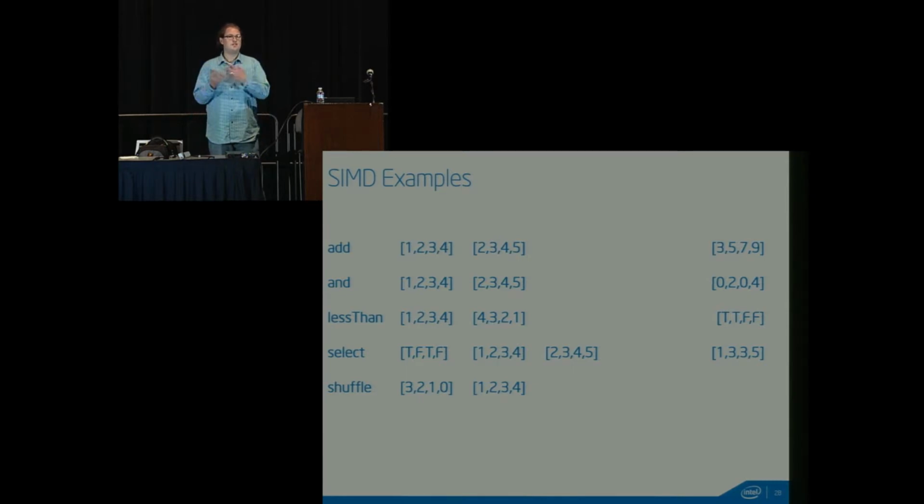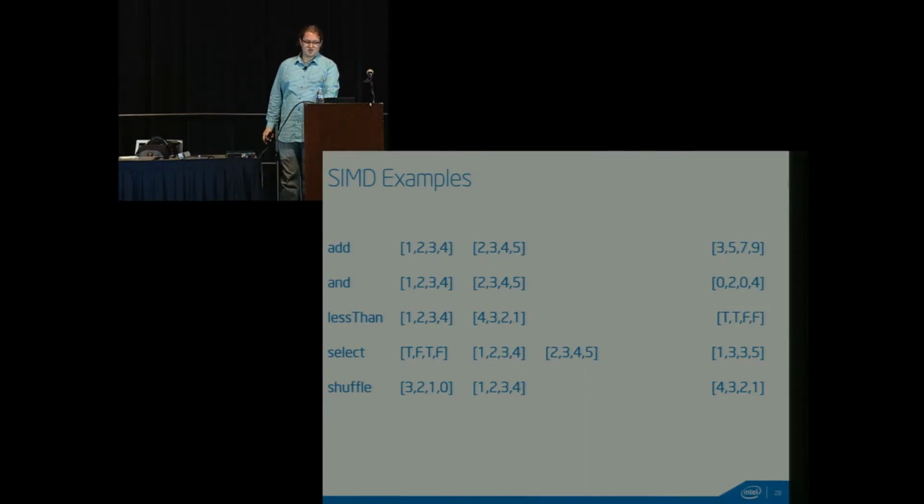It's like a permutation operation. So in this case here, that's the result. It says the first element of the result will be the 4th element of the argument. Right? Indexing is from 0. The second element of the result will be the 3rd element from the second argument, and so forth. So it allows you to blend, to mix up elements from the vector. And this is really all you have in SIMD programming.